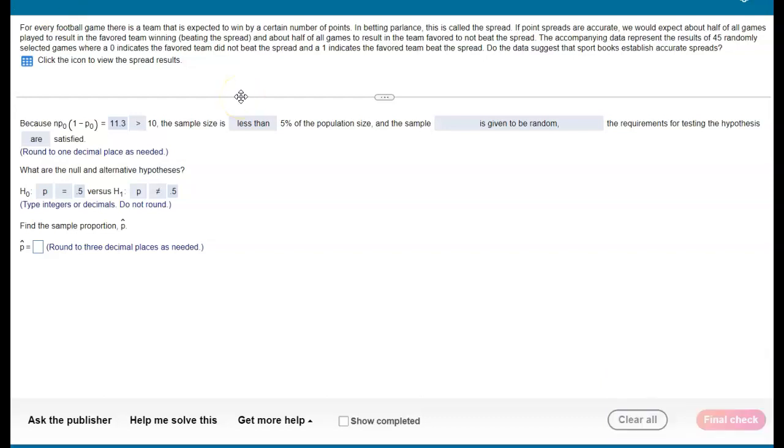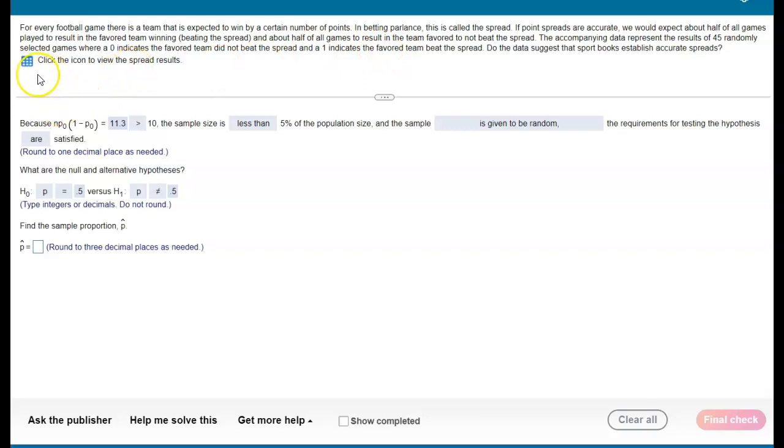So this problem states, for every football game, there is a team that is expected to win by a certain number of points. This is called the spread. If the point spreads are accurate, we would expect about half of all the games played to result in the favored team winning, and about half for the favored team to not beat the spread. So we're provided a data set with 45 randomly selected games. Zeros indicate the favored team did not beat the spread, and 1 indicates that they did. We're trying to figure out if the data suggests that sports books establish accurate spreads.